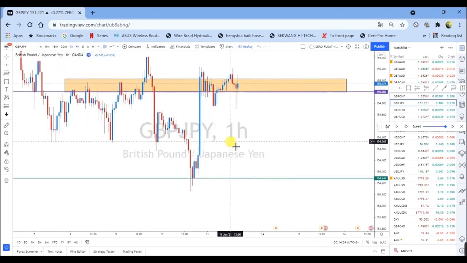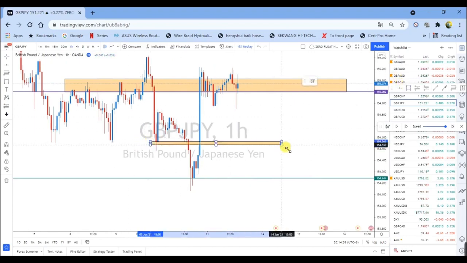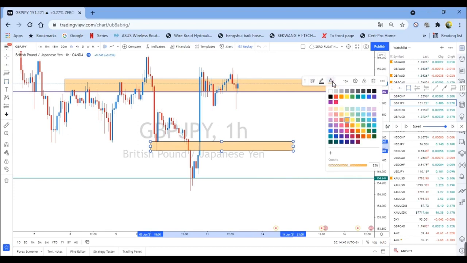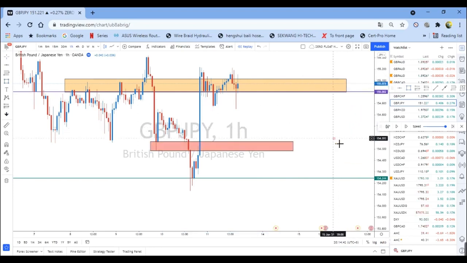As you can see, the first roadblock we can identify is this area. Do you know what this is? Let me color this as a red color. Can you guys identify what this is? Yes, it's the QM shape. Low, high, lower low, higher high. So the QM shape. Price comes here, this will be our first roadblock.